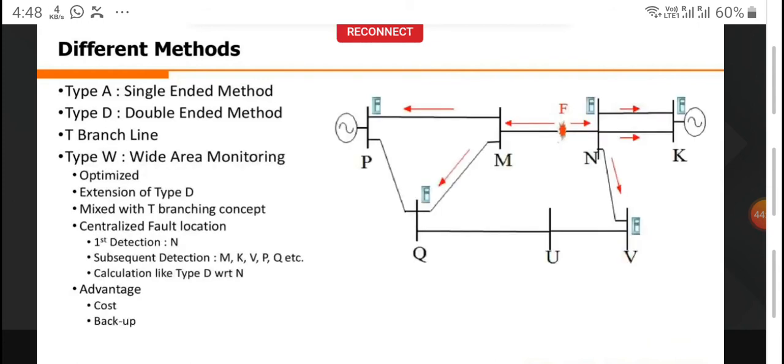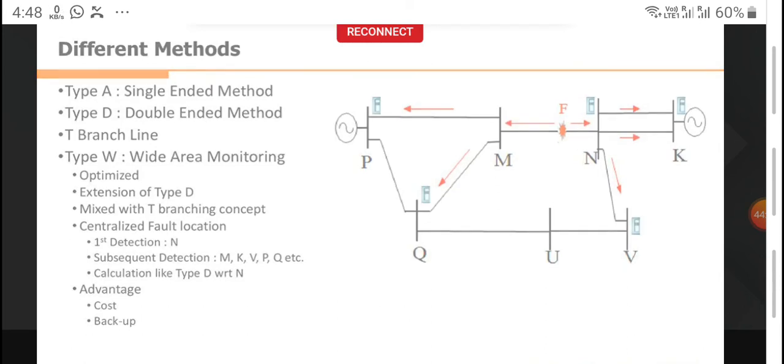Now, next comes the Type W or wide area monitoring system. For this area monitoring system, let me switch on the whiteboard, as it is required to clearly understand the system.